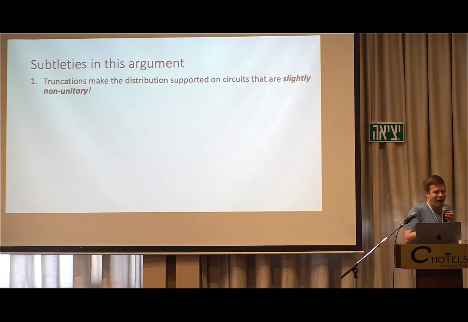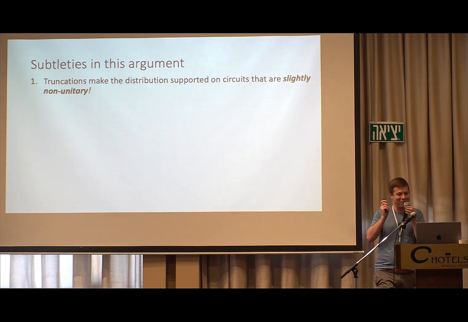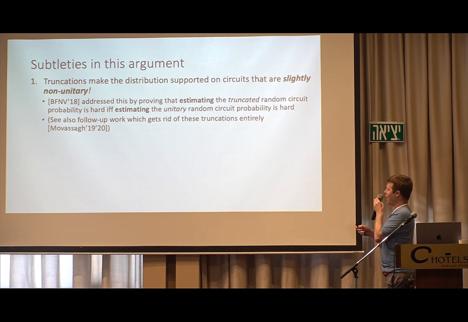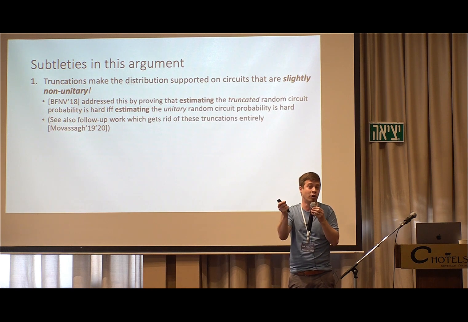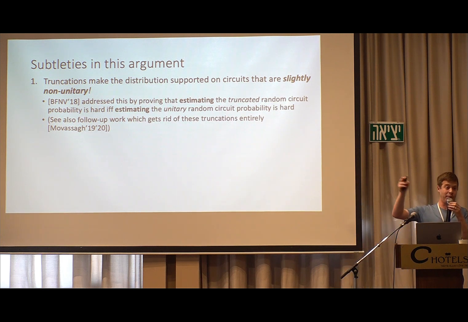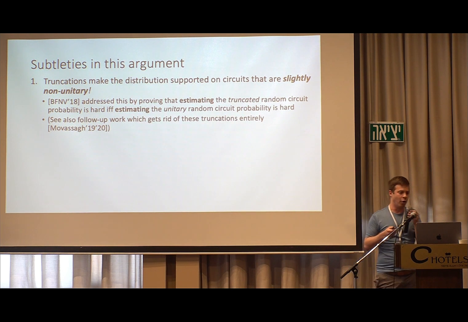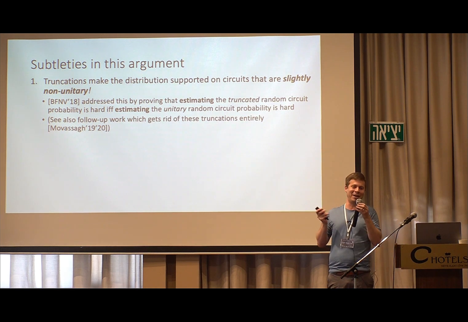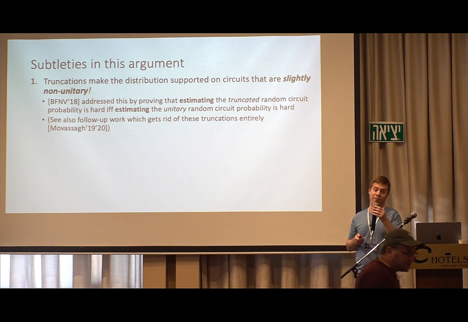The first subtlety is very obvious, I think. Truncations are now going to make the distribution we're considering supported on slightly non-unitary circuits, right? That's not good. I'm going to wave my hands through this, but this is a very technical result. In our paper, we address this by proving that what we really consider is estimation, which is really the goal at the end of the day, not to compute the output probability exactly, but to compute an estimation. If we consider estimation, then in fact these truncations don't matter, and we prove this formally. We prove that estimating the output probability of the truncated random circuit is exactly as hard as estimating the output probability of the unitary circuit, essentially because the error that you're incurring when you're truncating the Taylor series is so much smaller than the error that you're conjecturing is hard.